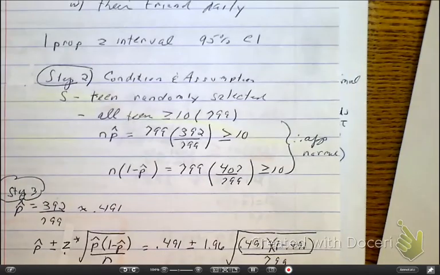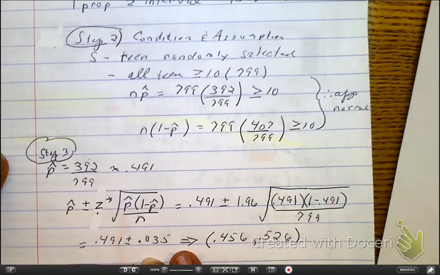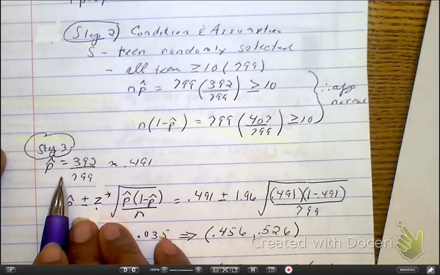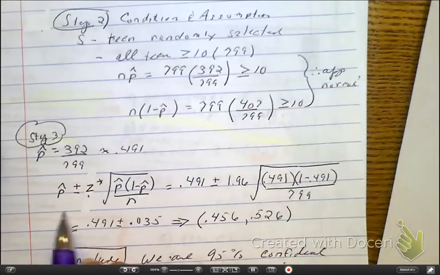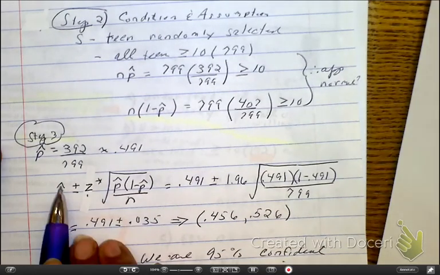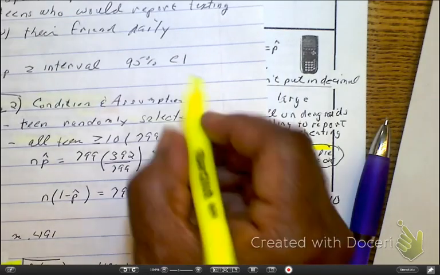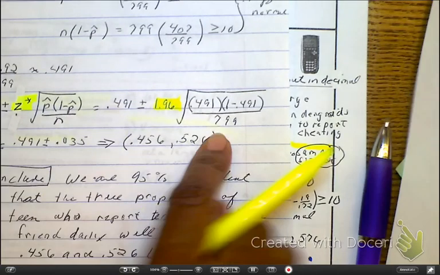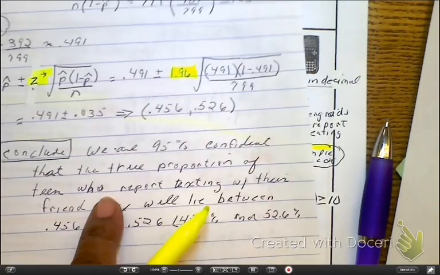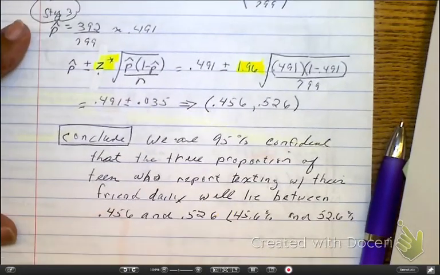Step 3. As I look at step 3, just reminding myself of what p hat is, here is my naked formula. Notice my hat's all over the place because it's about the same. Being the 95% confidence interval, here we do the math, and here is our conclusion.